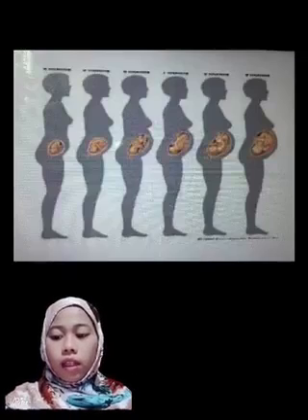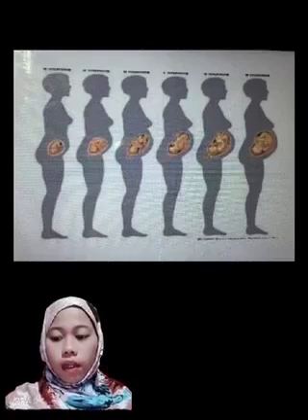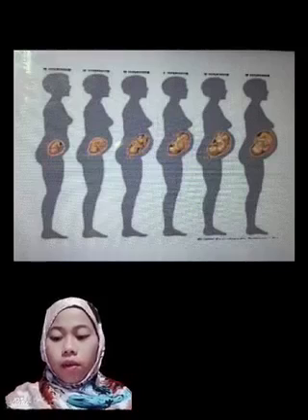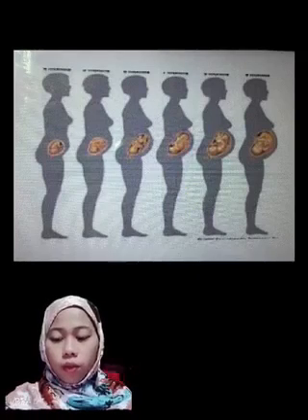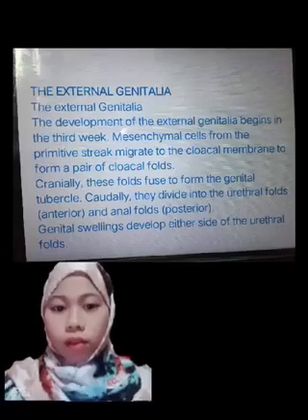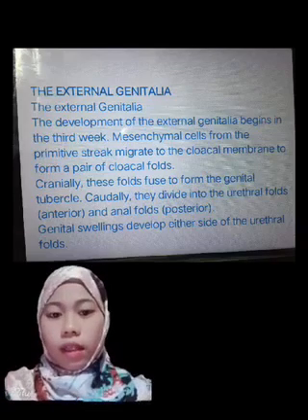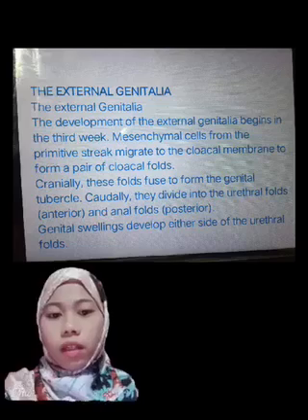The internal genital tract, including the female reproductive system, consists of the vagina, the uterus, the 2 fallopian tubes, and the 2 ovaries. So next is the external genitalia. How do the external genitalia develop?